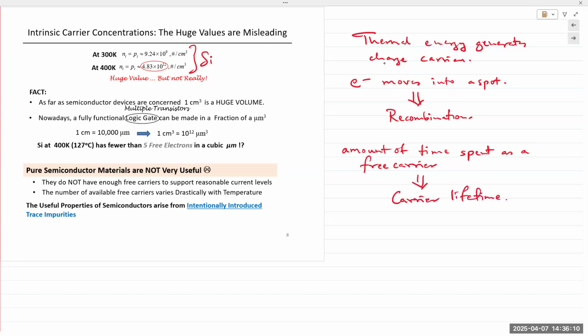At around 300 Kelvin, which is about room temperature, the approximate number of electrons is around 10 raised to 10. That is 10 raised to 10 electrons per centimeter cube. So the units denote number of electrons per centimeter cube.